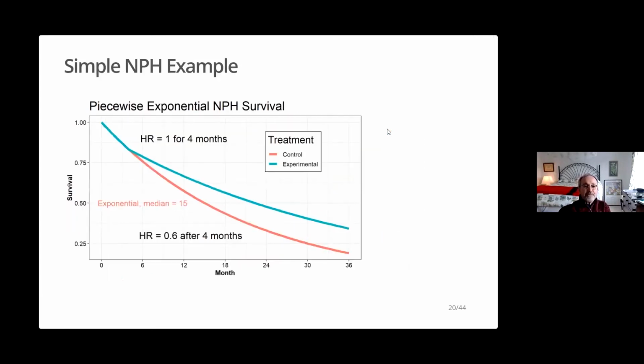And then for a simple non-proportional hazards example, I'll use this for the rest of the presentation. I'm going to design assuming there's no treatment effect for the first 4 months. And then after that, there's a hazard ratio of 0.6. And my control group is just exponential with a median of 15 months. So that might be representative of the survival distribution reasonably well for some chemotherapy controls.